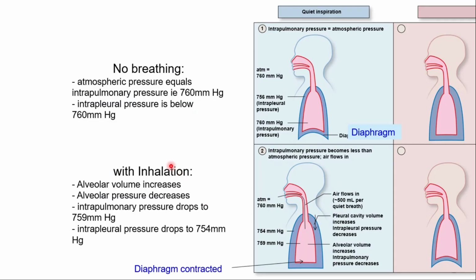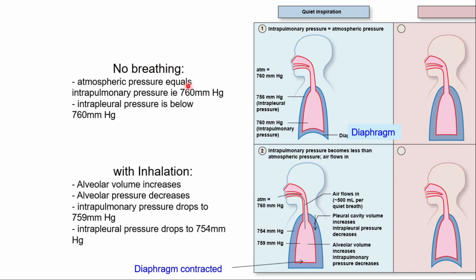In these slides, we can observe the difference between the lungs when no breathing or respiration is taking place and during inhalation. We can see here that during no breathing, the intrapleural pressure is 756 millimeter mercury, while during inhalation, the pressure drops down and reaches 754 millimeter mercury. Due to this drop in intrapleural pressure, air comes into the lungs, ultimately causing a decrease in pressure to 759 millimeter mercury in the lungs.